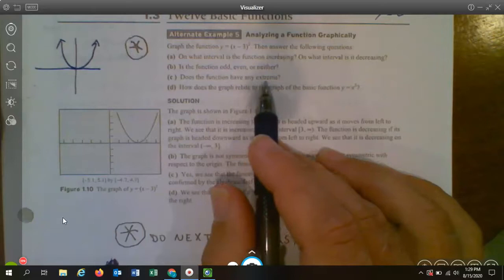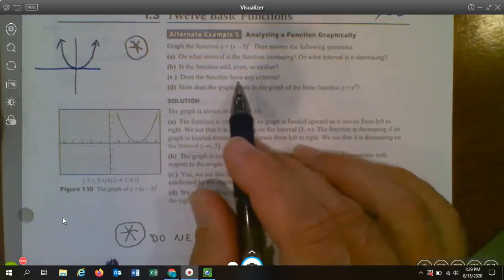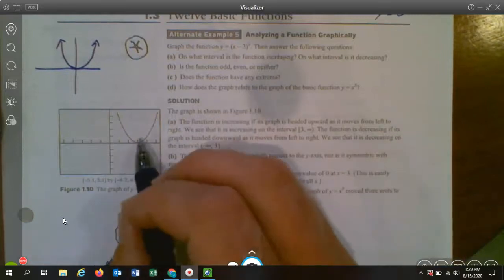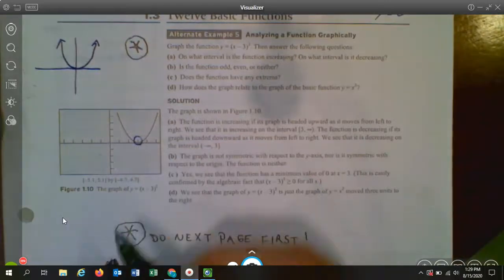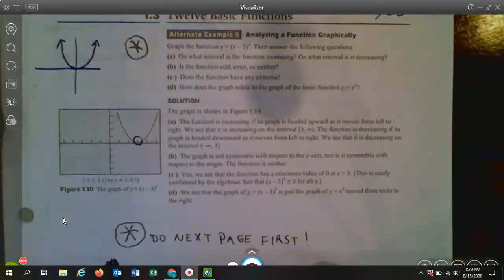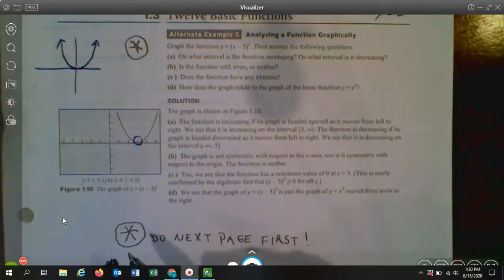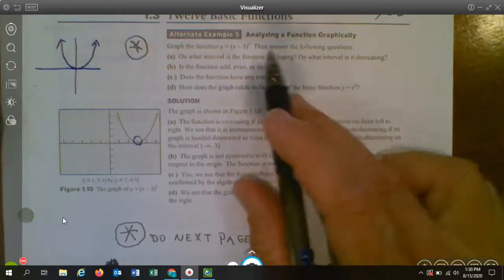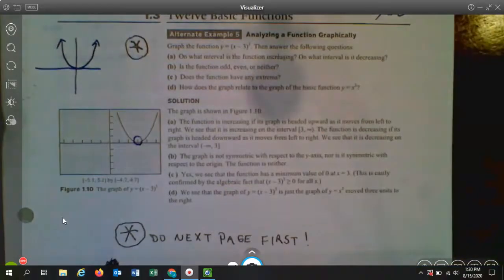As far as relative extrema, that's just referring to a maximum or a minimum. You can see right here that this does have a minimum point, what we would call the vertex. We have a minimum point at 3, 0. And so that would be something we would call an extrema. How does it relate to this graph? We already talked about that horizontal shift because of the minus 3. All right, so there's just a couple basics on what we're going to be doing with these. Let me move on.